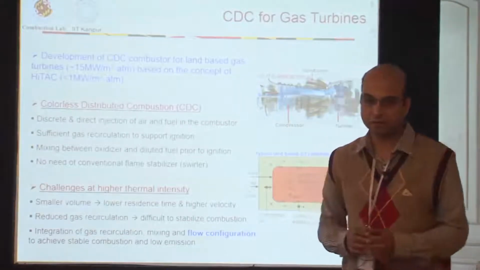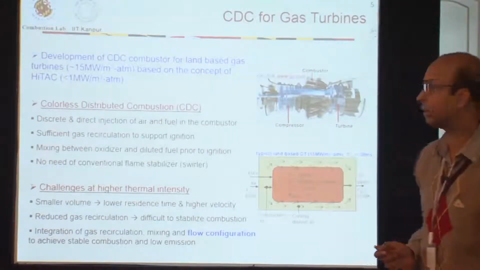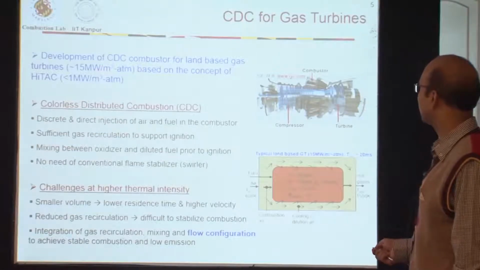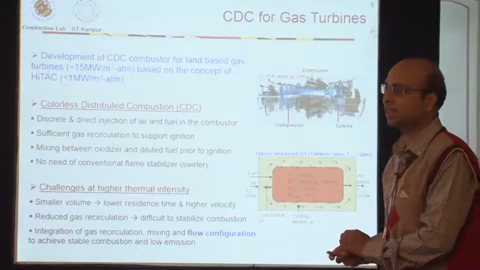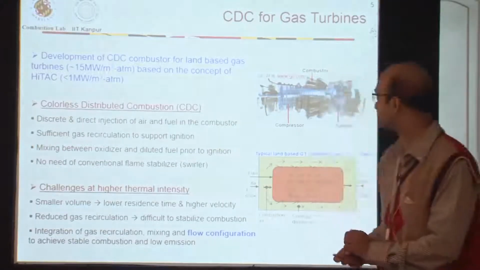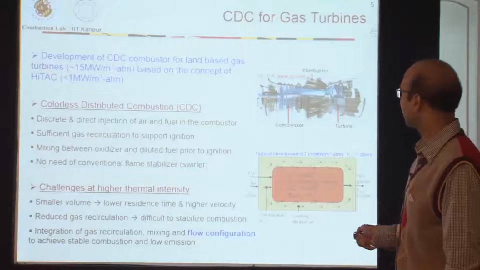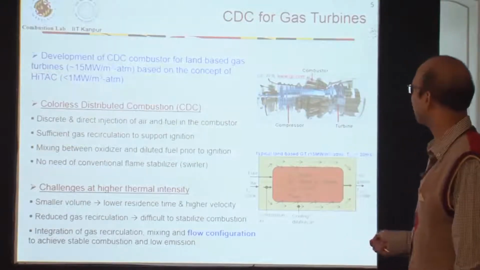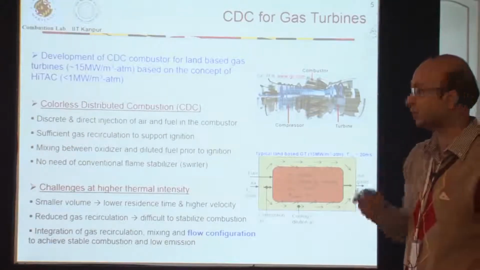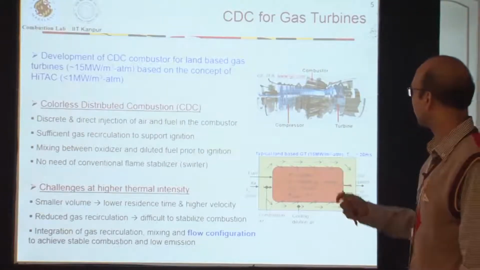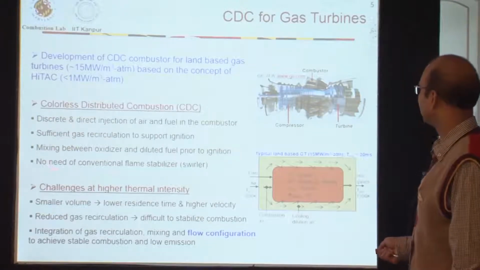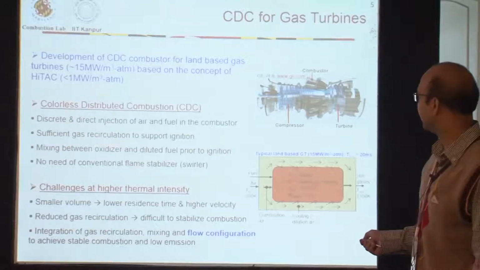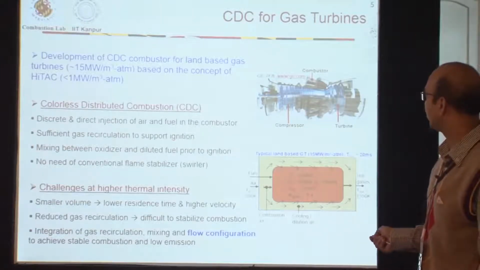So with this background, we started this work of CDC almost 10 years back in 2006. Our objective was to develop combustors which have similar features of HiTAC combustors, but operate at higher thermal intensities, maybe more than 15 megawatt per meter cube. And we went up to almost 400 megawatt per meter cube, but I'm not going to talk about the role of thermal intensity. Some of the features which we preserved from HiTAC combustion is that we want to discretely and directly inject air and fuel inside the combustor.